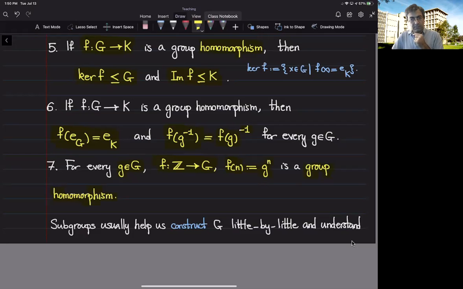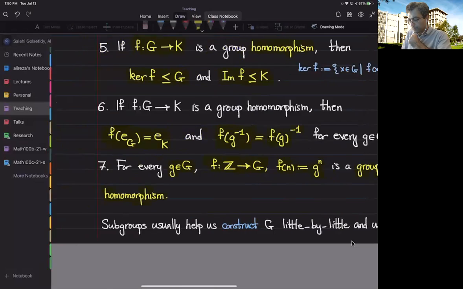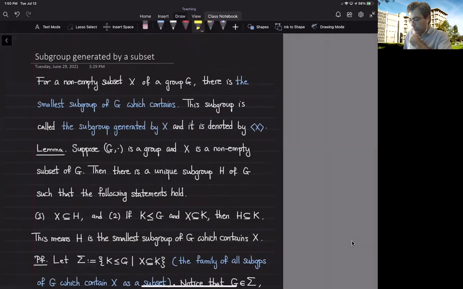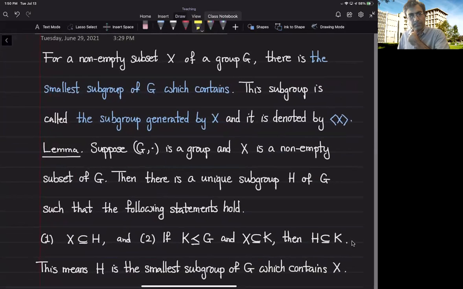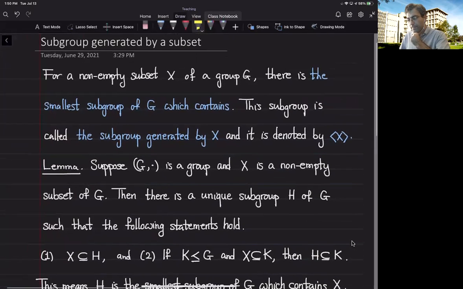Now, using especially the last part, we can construct this group G little by little. We can add to it one step at a time, one element at a time. This is a point of view that we want to take right now. So we want to construct or generate a given group. But what does that mean?